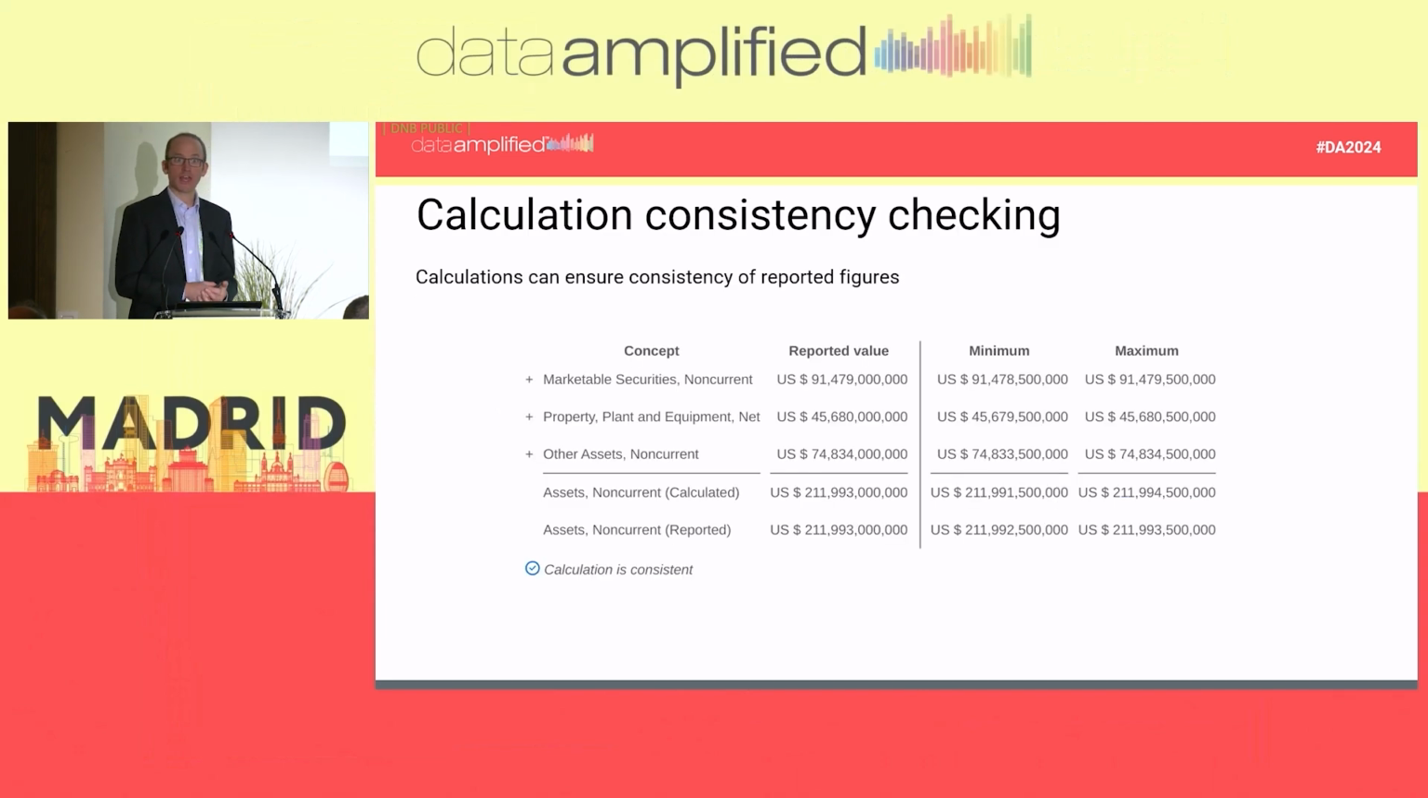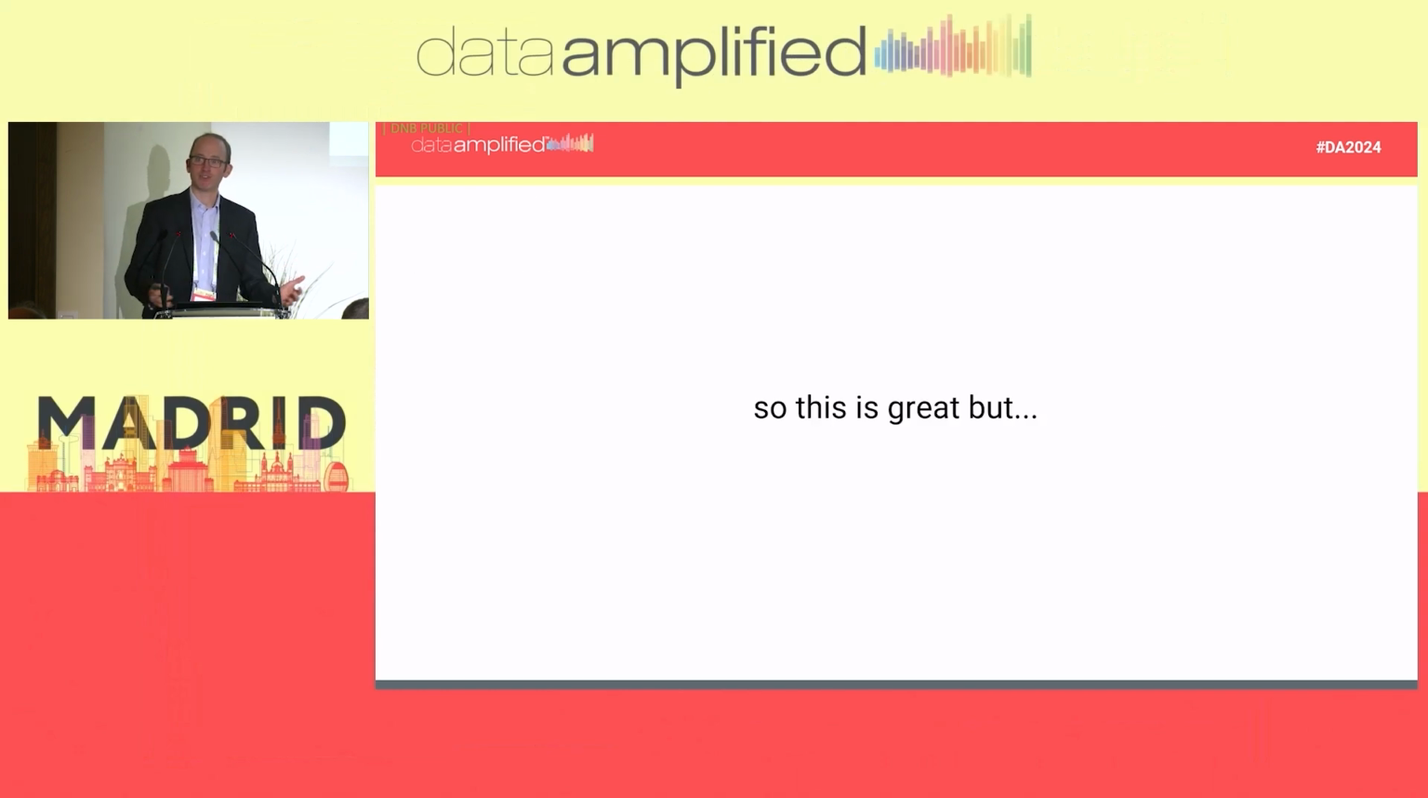XBRL calculations can also help us with consistency checking of XBRL reports, making sure they actually add up correctly. And here's an example of one of these calculations I showed earlier. Taking into account the stated accuracy, you can actually check whether these numbers are consistent or whether the preparer has made an error. So that's all very useful, and this is great, this is brilliant, but there's a but coming.